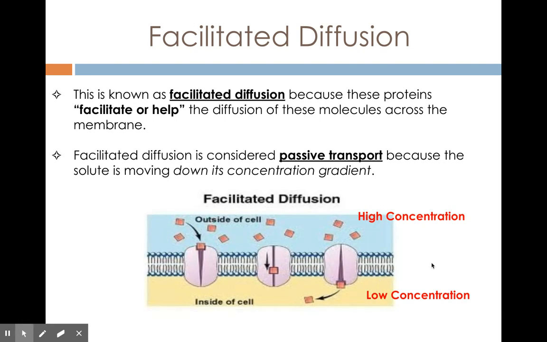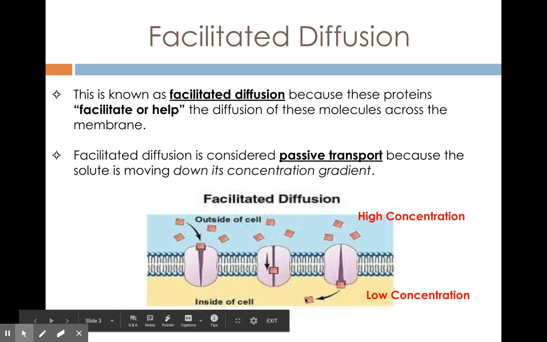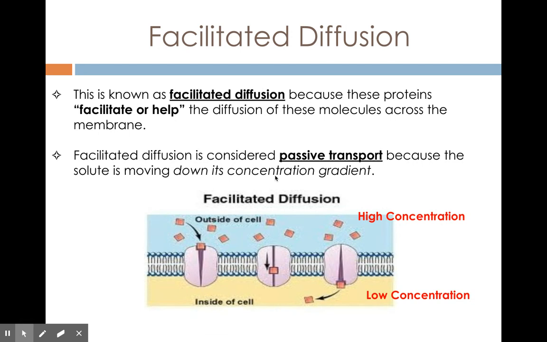So here's an example of facilitated diffusion. You can see that I have more molecules on the outside of my cell. Okay, I've got a bunch of these little squares on the outside of my cell. That's a high concentration. And I have none, okay, or now I have one after some transport, but virtually no molecules on the inside of my cell. So because these things are going from a high to a low concentration, this is still called passive transport.